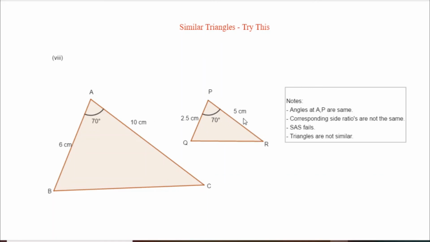If you take the ratio, it is 10 by 5, which is 2. But the earlier ratio was 6 by 2.5, that of AB to PQ. So the ratios of these corresponding sides in both the triangles adjoining the angle A and P are not the same. So SAS criteria is failing for these two triangles. So these two triangles are not similar.